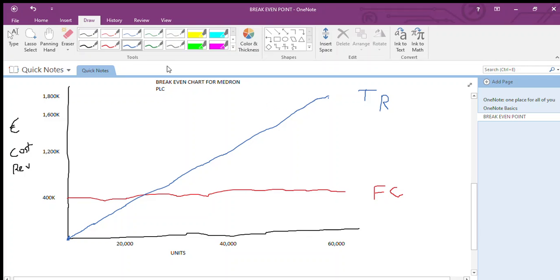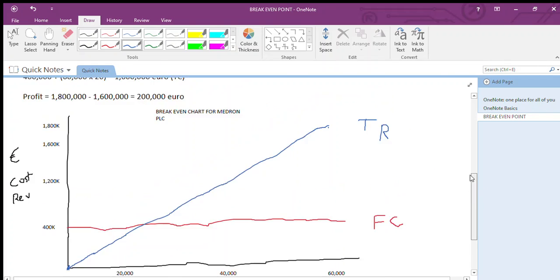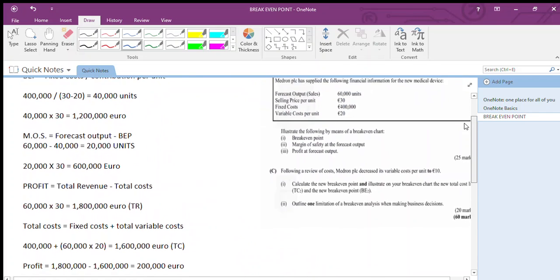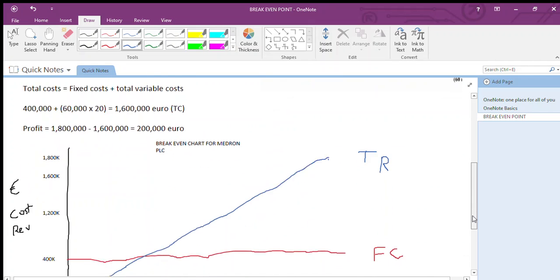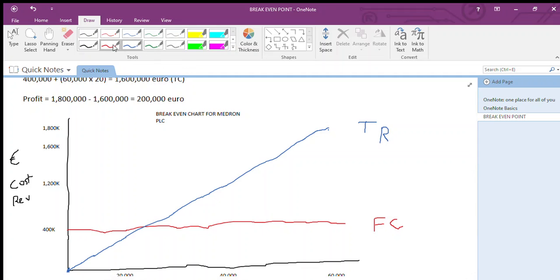Just TR here. The other line I need to draw is my total cost line. So my total cost we found to be 1.6 million if I sell 60,000 units. So this here is going to be 60,000 units at 1.6 million. So go across here. This point here is going to be on my graph.